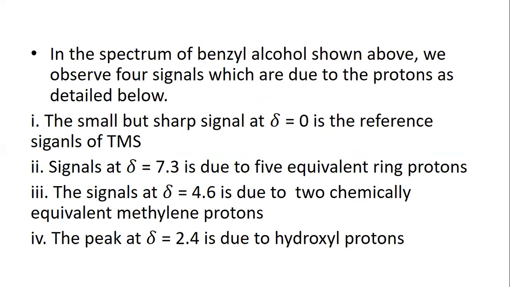In the spectrum of benzyl alcohol, shown above, we observe four signals which are due to protons as detailed below. The small but sharp signal at delta equals 0 is the reference signal of TMS. The signal at delta equal to 7.3 is due to 5 equivalent ring protons. The signal at delta equal to 4.6 is due to 2 chemically equivalent methylene protons. The peak at delta equal to 2.4 is due to the hydroxyl proton.